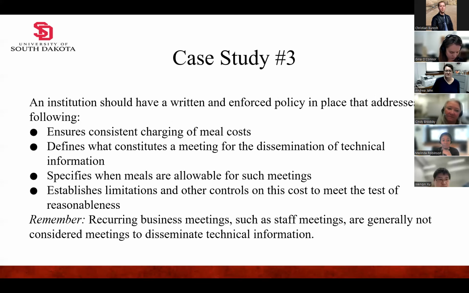Next slide. An institution should have a written policy enforced in place to address the following, which I'm sure University of South Dakota does. Ensure consistent charging of meal costs, which we do. Defines that institutions institutes a meeting for a dissemination of technical information. There's a lot of grants that we have that have dissemination meetings. And specifies when meals are allowable for such meetings. Establishes limitations and other controls on this cost to meet the test of reasonableness.